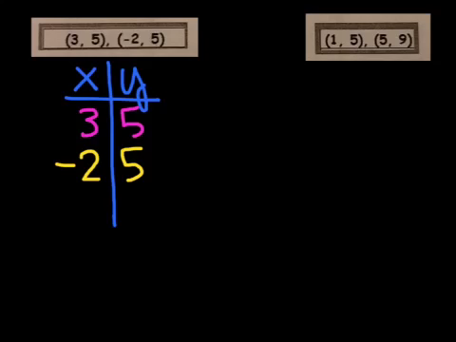I'm going to do my little triangles on the side. If I go from 5 to 5, that's a change of 0. If I go from 3 to -2, that is going backwards. That's a change of -5.